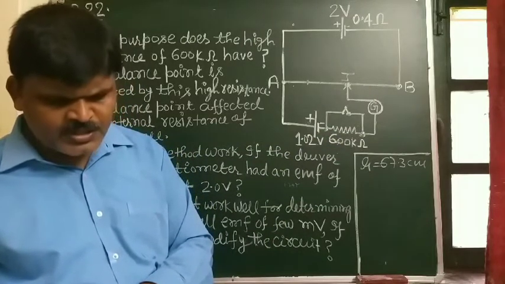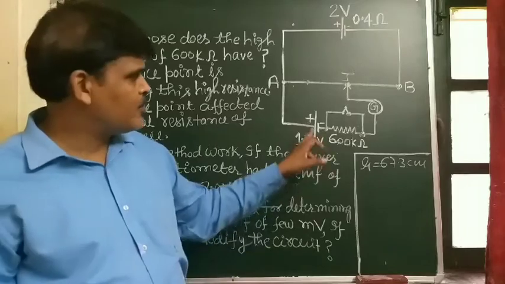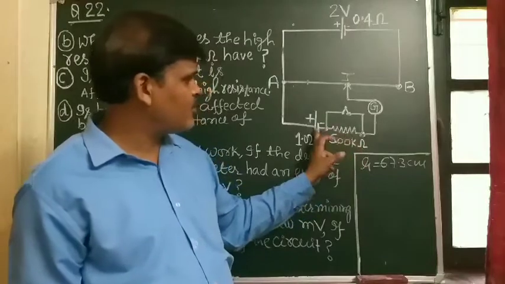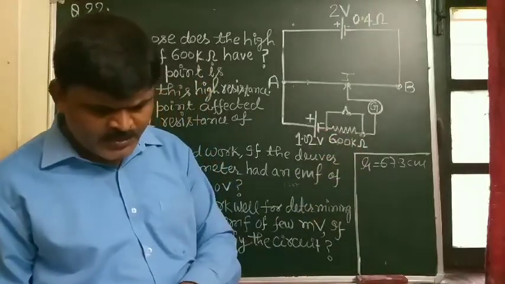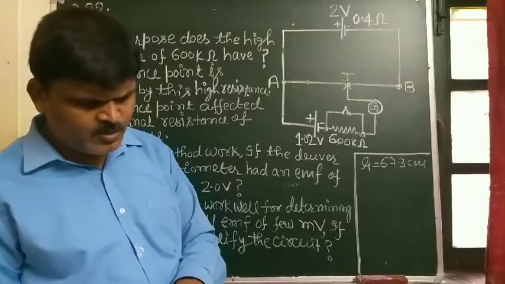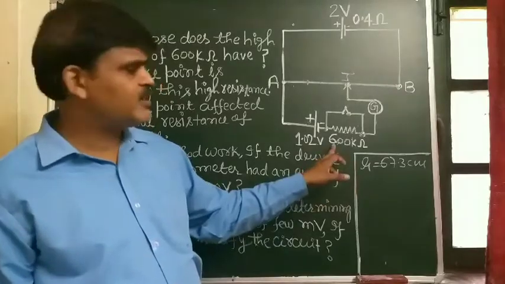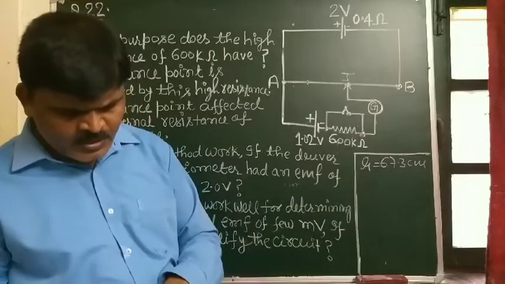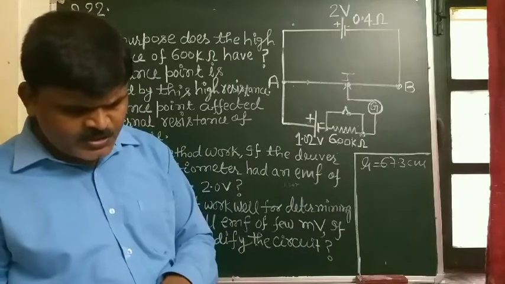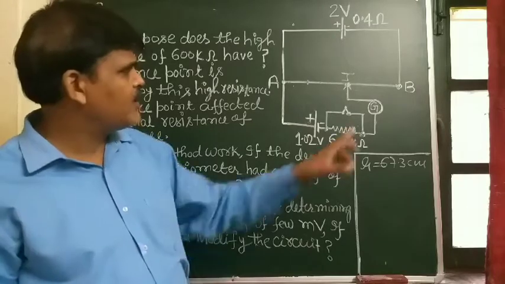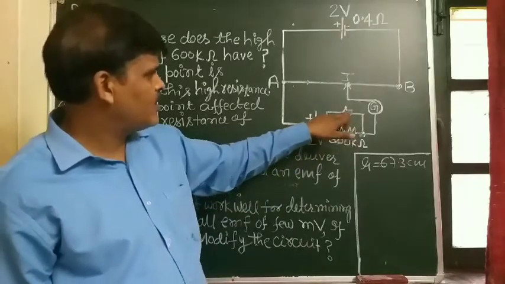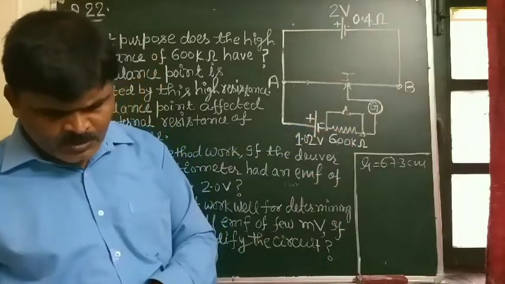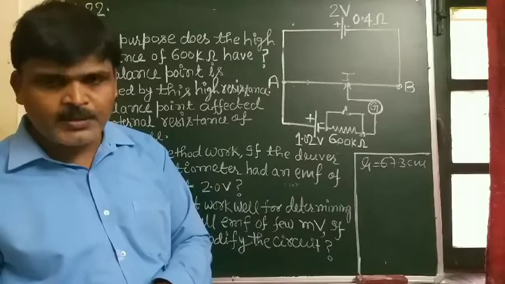To ensure a very low current is drawn from the standard cell, a very high resistance of 600 kilo ohm is put in series with it, which is shorted close to the balance point.